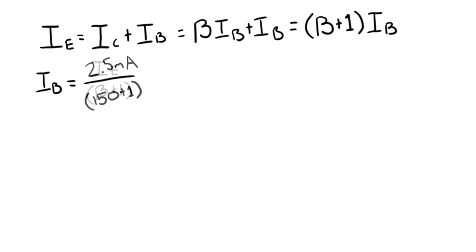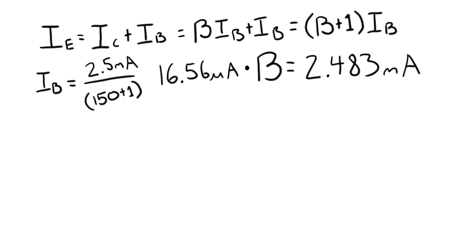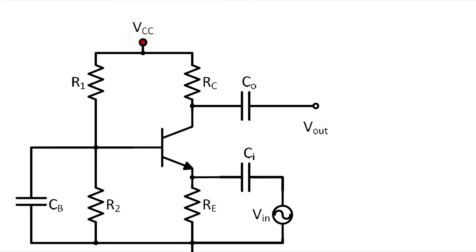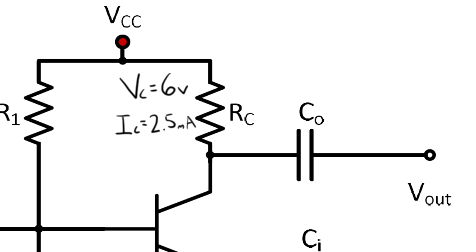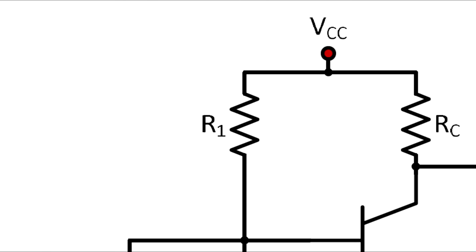So let's now plug in our values. This gives us 16.56 microamps for IB. We multiply that by beta, and we have our IC at 2.483 milliamps, which is roughly IE. We now have our voltage of 6 volts and a current of 2.5 milliamps, which tells us that our resistor must be 2.4 kiloohms. But what about our other resistor?